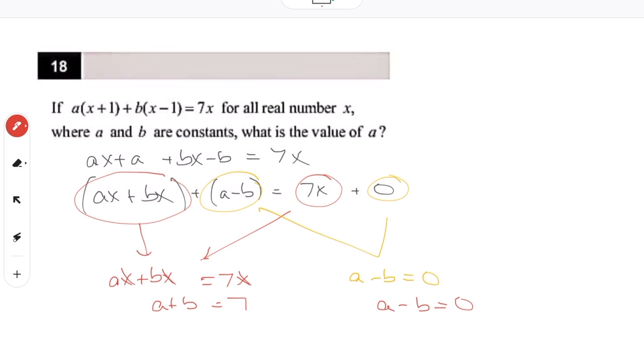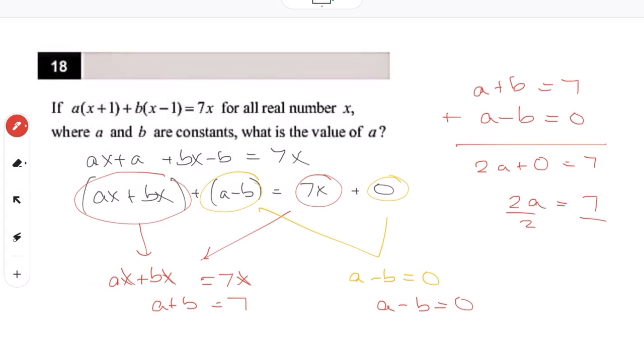And now we can just solve for a. We know that we can just add these straight down through system of equations. In other words, we can add straight down, so we get 2a plus 0 is equal to 7. So 2a is equal to 7. Divide both sides by 2, we get a is equal to 3.5.